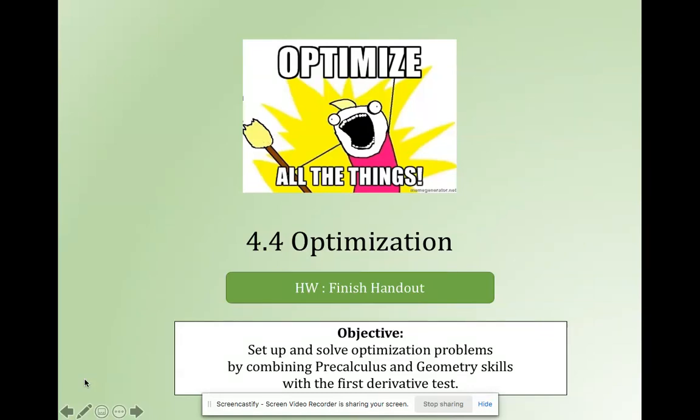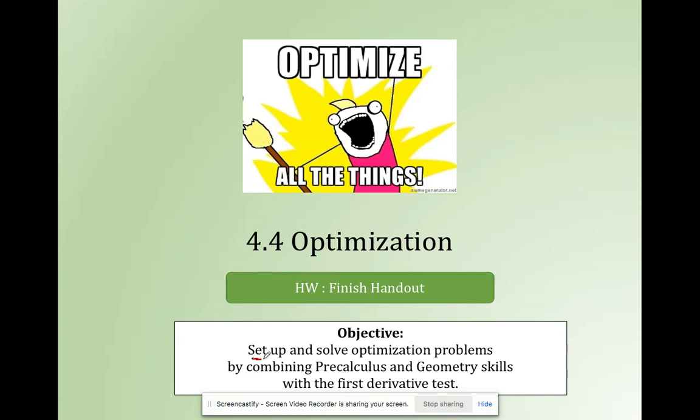Kids, time to do optimization. This is our last application of derivatives, so our last objective before our unit test. So I want you to actually read this objective.